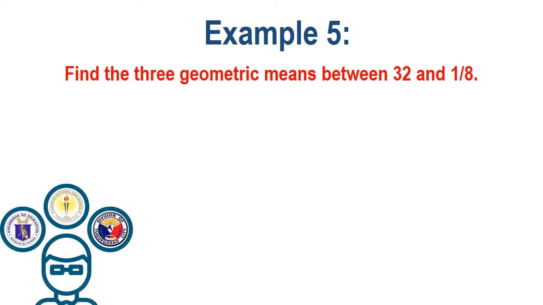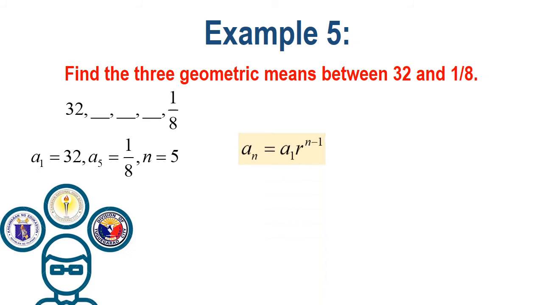Find the three geometric means between 32 and 1/8. The geometric sequence appears like this, where a sub 1 is equal to 32, a sub 5 is equal to 1 over 8, and n is equal to 5. To find the common ratio, substitute these values to a sub n is equal to a sub 1 times r raised to n minus 1.